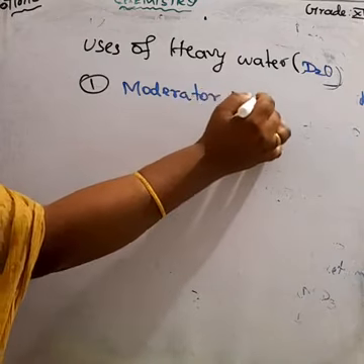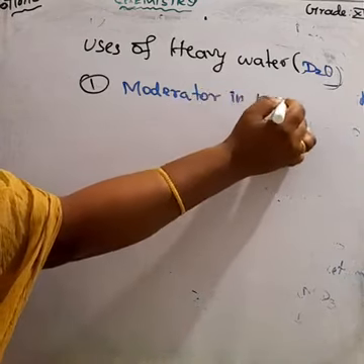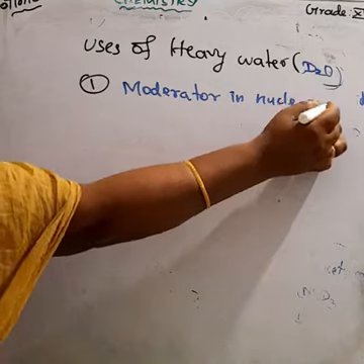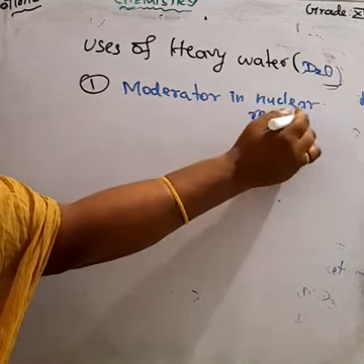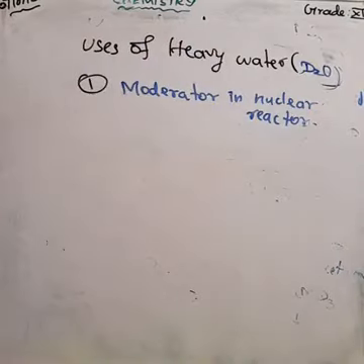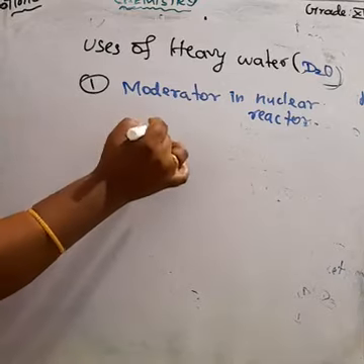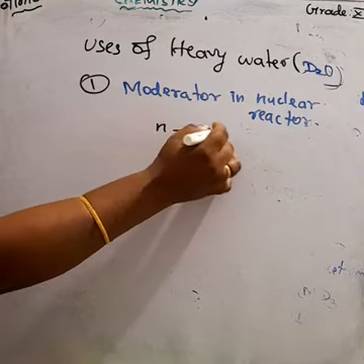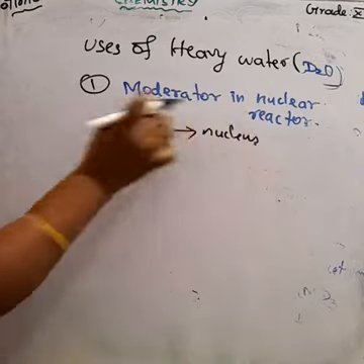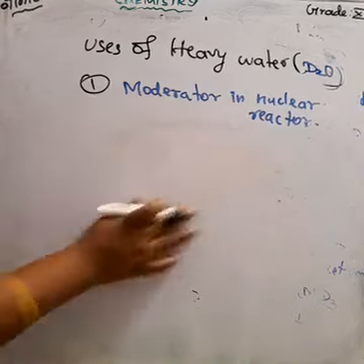Nuclear reactor means they are having the nuclear fission reaction, and nuclear fusion reaction also. Nuclear fission means decomposition takes place there, and only neutrons react. When bombarded with neutrons, the nucleus decomposes. Only neutrons they are using.